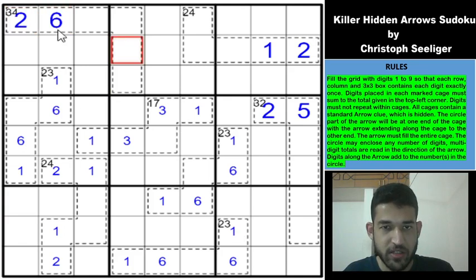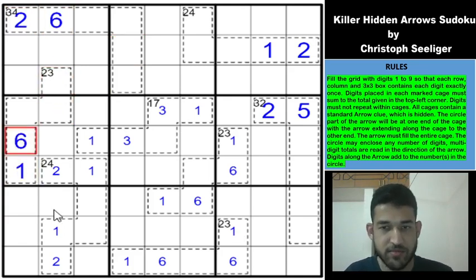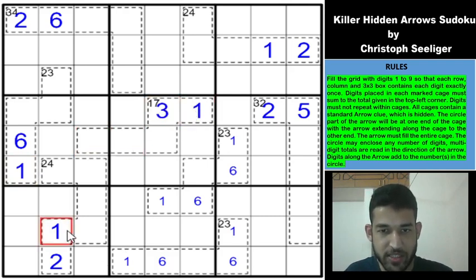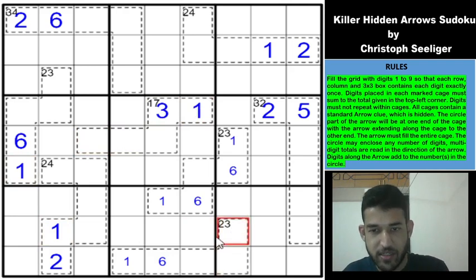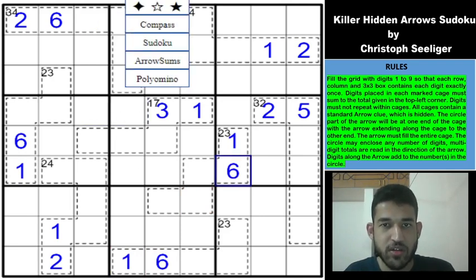And continuing on, 6 is eliminated from here. So this is 1 and this is 6. 1 is eliminated from here, which means that this is 2 and this is 1. Again 1 is eliminated from here, which means that this is 1, this is 3, and 1 is eliminated from this cell, which means that this is 1 and this is 6, and this becomes my 1 and this becomes my 6.